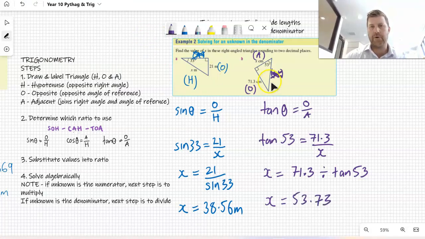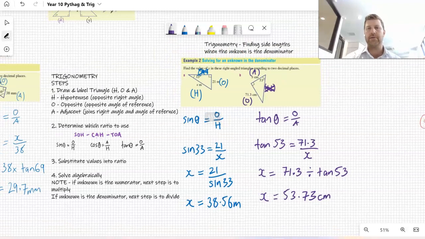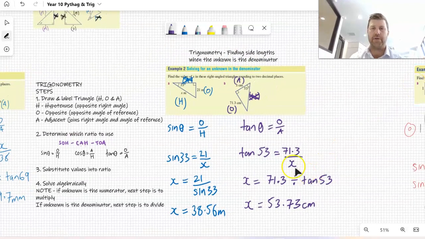Again, in this case, my units of measurement are centimeters, so make sure you include that. And that's it. So that's how to calculate the unknown side using trigonometry when the unknown is the denominator.